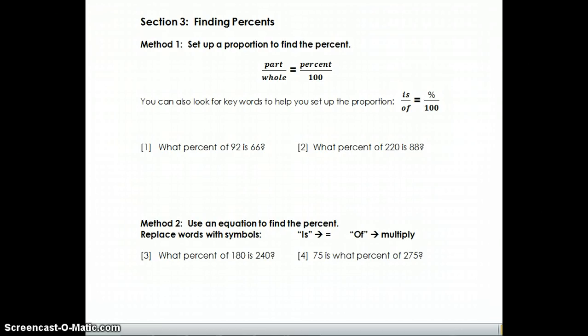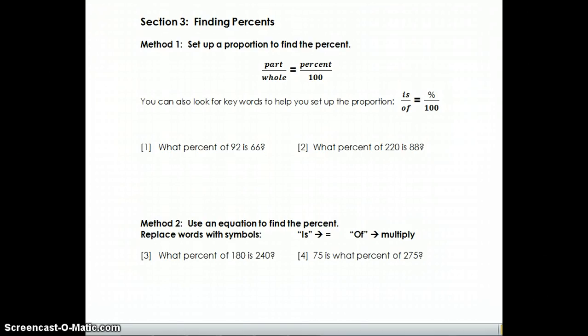The first section is finding percents. Today in class, we discussed how we convert percents. We're going to use that today when we are solving for the percent. So what's going to happen is we're going to be given some different numbers. We're going to be asked to find what percent of a certain number is a different number. Okay, there's two different ways we can do this.